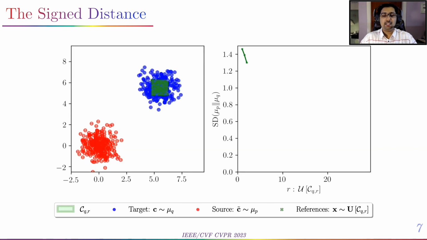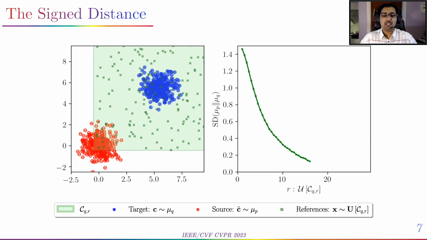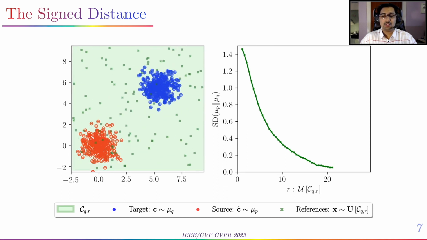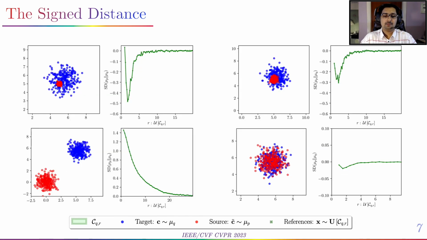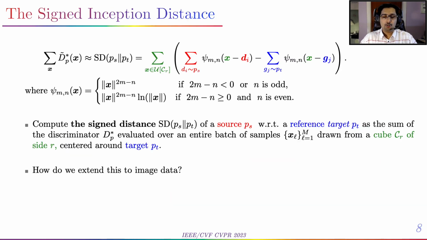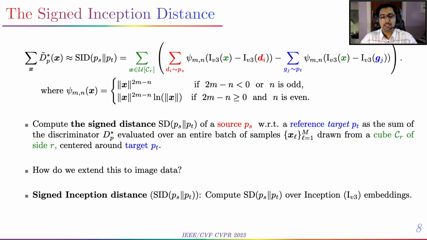When plotting the sign distance as a function of the cube length r, we see behavior that mimics the potential functions, where the discriminator is effectively measuring the charge density inside the cube C, with the target mimicking negative charges and the source being positive charges. Similar curves can be drawn for scenarios where the source has converged to or has mode collapsed into the subspace of the target. To compute the signed distance over images, we consider the approach advocated for in FID and KID metrics and compute the distance over inception embeddings of the images, giving rise to the signed inception distance or SID.